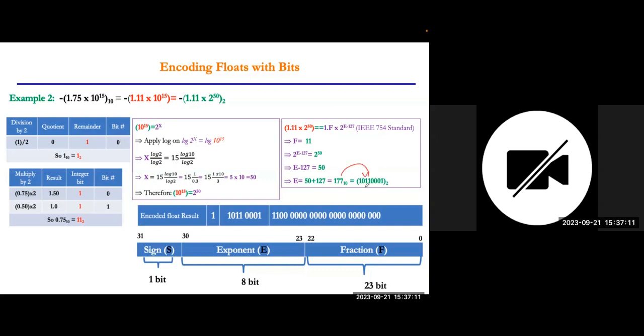Its equivalent binary is 100. So now this is your exponent part. This negative is represented with 1 and your fractional part is 1, 1. So in total it is 23 bits. So all the remaining 21 bits are filled with zeros. So this is the encoded float result of a given number, for any signed number, negative number. Is this example clear?